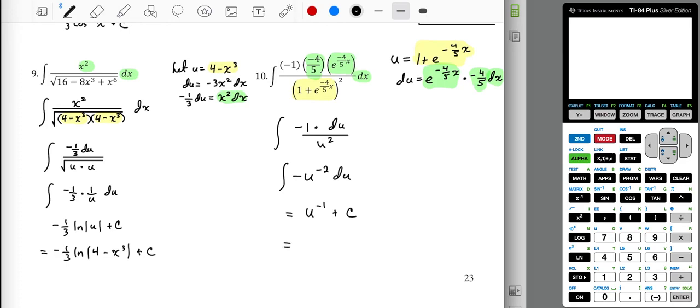So I would write this as 1 plus e to the negative 4/5 x to the negative first power plus c. If you want, you can write it as 1 over 1 plus e to the negative 4/5 x, all of that plus c. Either way would be fine.